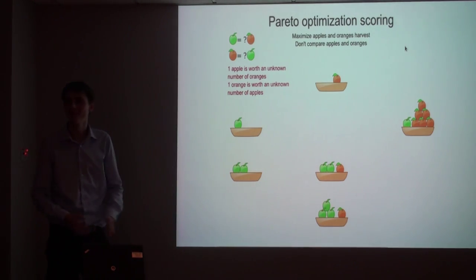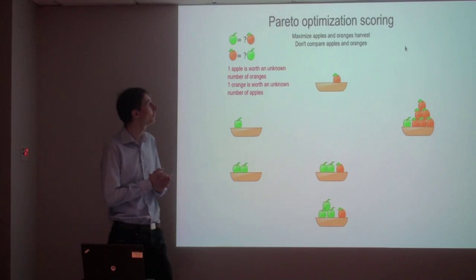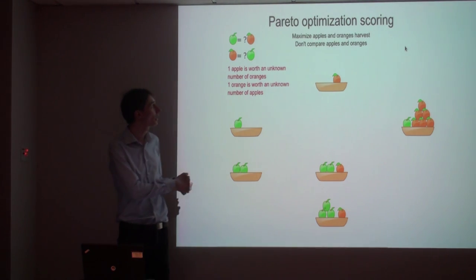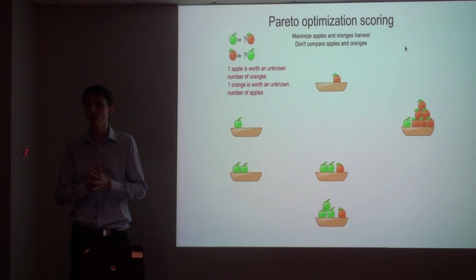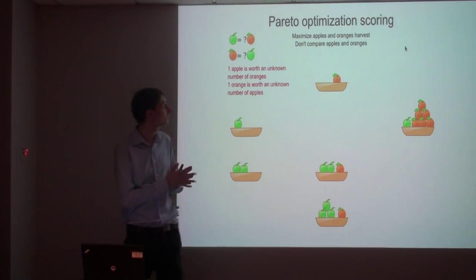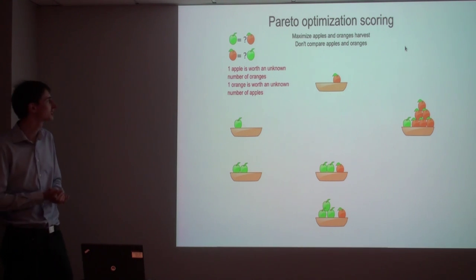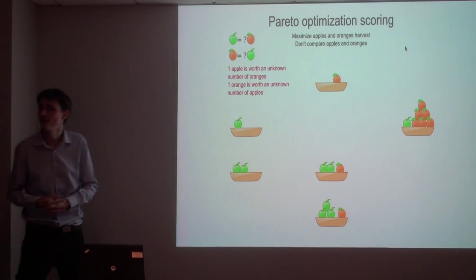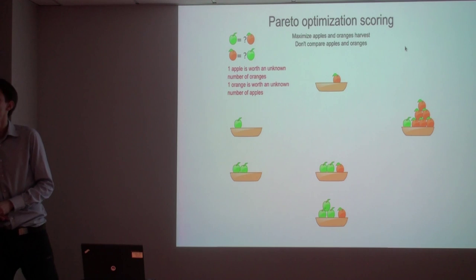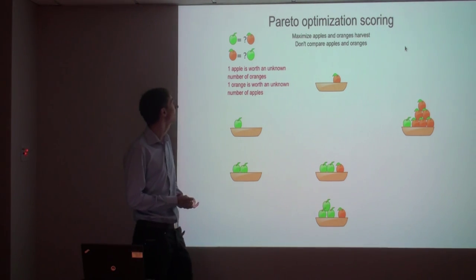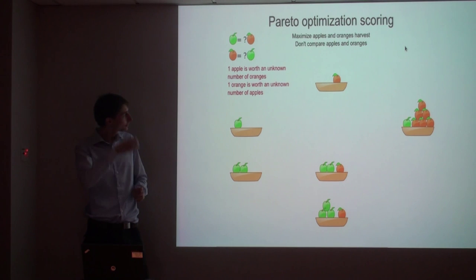Here's a fun one. The Pareto optimization scoring. So you want to maximize your apples and oranges harvest, right? But if you know the English saying, it says you can't compare apples and oranges. I'm not sure what the French saying is. And that's just something like apples and pears. Cabbages and carrots. So you can't compare them, right? So can you optimize this?